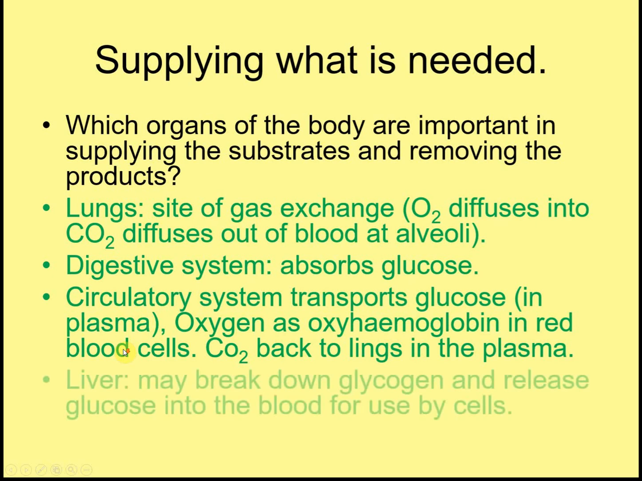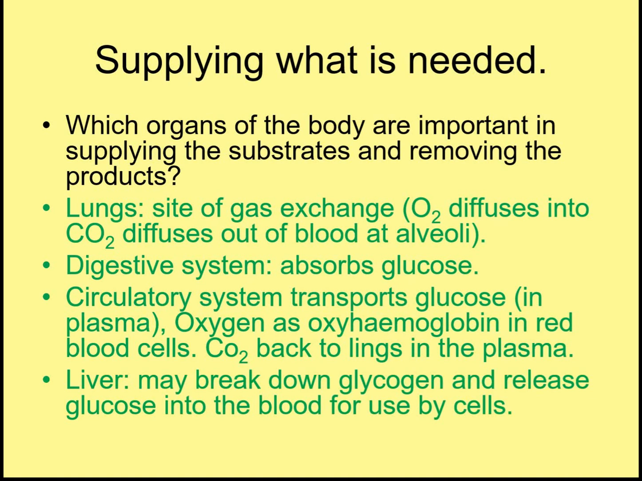You could also have the liver. Now we haven't done the liver yet, but the liver stores excess glucose. If you have too much glucose in your blood, your liver is able to store it. So your liver and muscles actually have a molecule called glycogen, and if you start using up all your glucose in your blood, for example if you're doing exercise, your liver can break down glycogen and put it back into the blood for use by your cells. So that would be another thing.